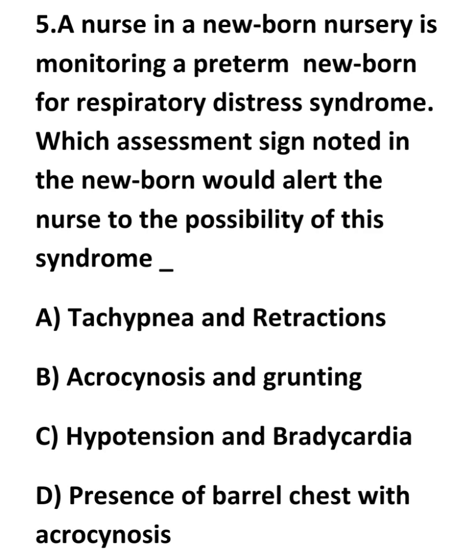Fifth question, a nurse in a newborn nursery is monitoring a preterm newborn for respiratory distress syndrome. Which assessment sign noted in the newborn would alert the nurse to the possibility of this syndrome? Options are: option A, tachypnea and retraction; option B, acrocyanosis and grunting; option C, hypotension and bradycardia; option D, presence of barrel chest with acrocyanosis. Here a nurse is taking care of a preterm newborn for respiratory distress syndrome. So which assessment sign noted in the newborn would alert the nurse to the possibility of the syndrome?